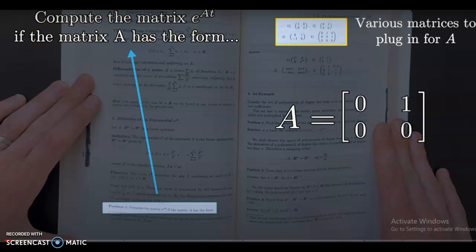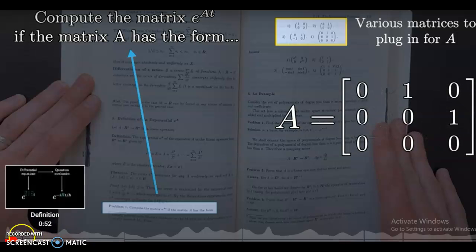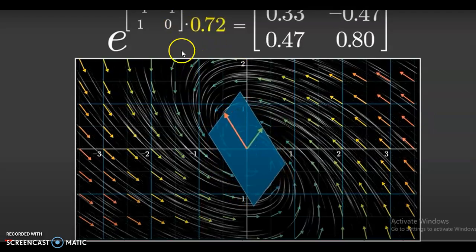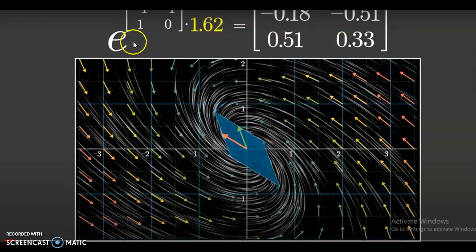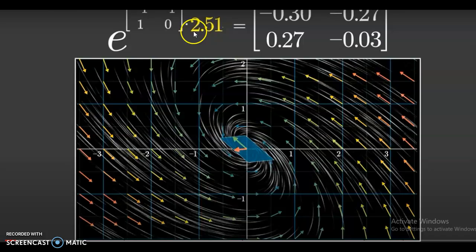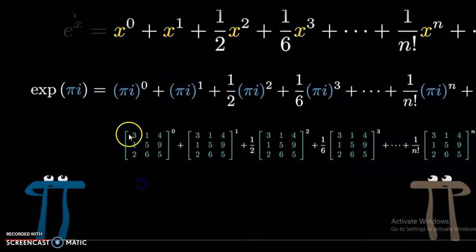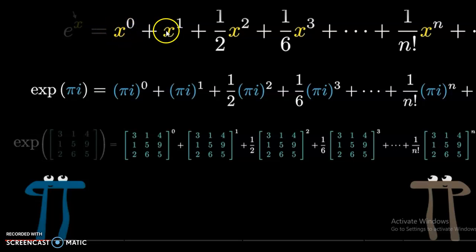Compute the matrix e to the power At if the matrix has the form given. Plugging in for A equal to 0 1 0 0, we get e to the power x equal to x to the power 0, plus x to the power 1, plus 1 by 2 x squared, plus 1 by 6 x cubed, plus up to 1 over n factorial x to the power n.